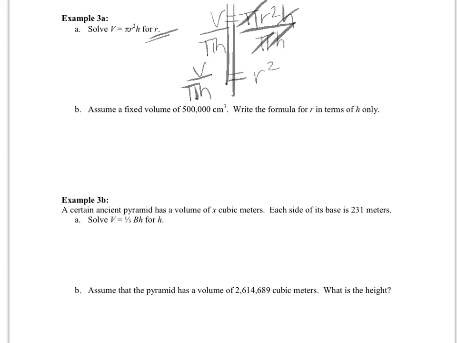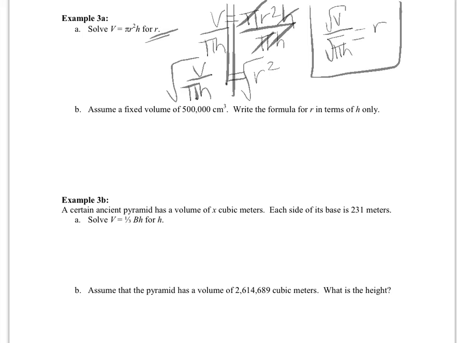Now we want to get rid of that squared, so we just have r by itself. In order to do that, we need to take the square root of both sides. So we would have the square root of V over the square root of pi times h equals the square root of r squared, which is r. So we just solved it for r.